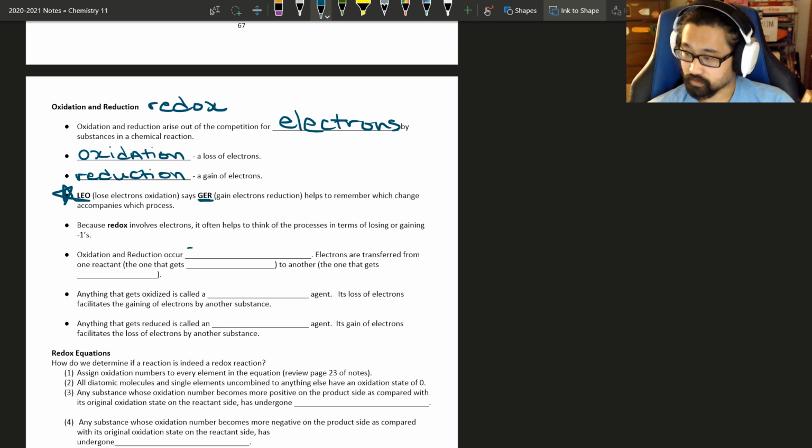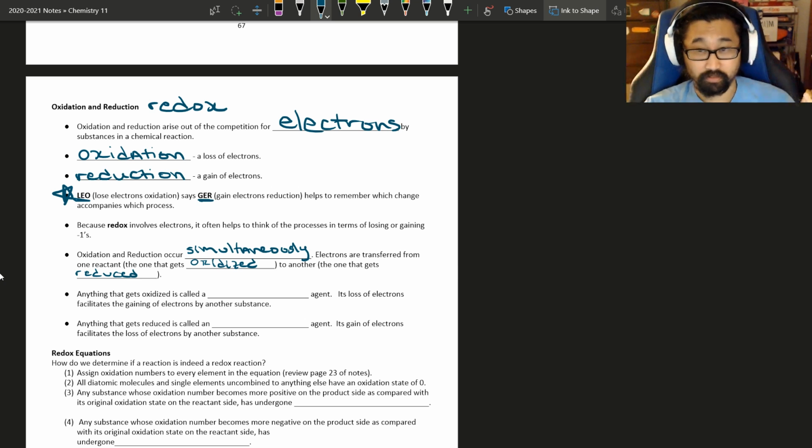Oxidation and reduction have to occur simultaneously, which means they happen at the same time. Electrons are transferred away from one thing, the one that gets oxidized, to another thing, the thing that gets reduced. And again, this is one of those things that you'll have to try to resolve in your head. Being reduced means that your number goes down. So electrons goes up. Right?